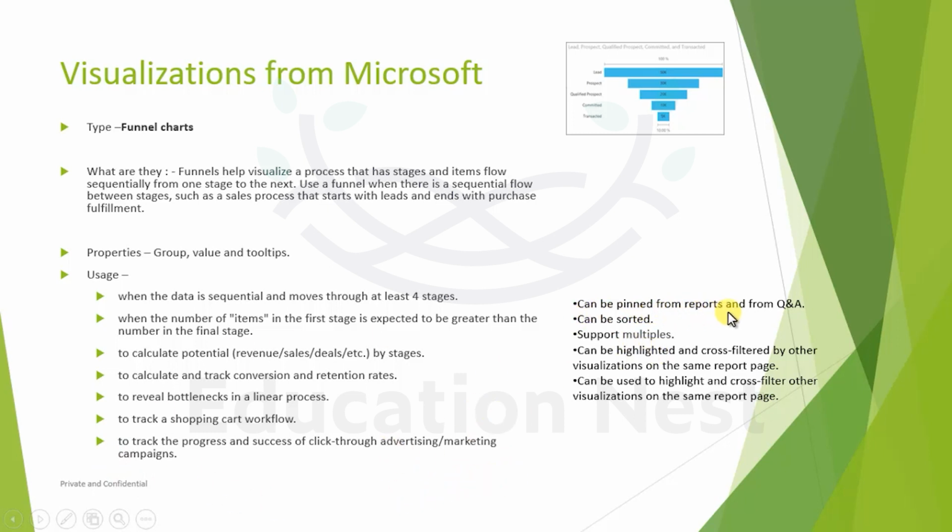It can be pinned from a report and from Q&A onto the dashboard. It can be sorted, supports multiple funnels, and can be highlighted and cross-filtered by other visualizations. This is true for almost most of the visualizations. It can be used to highlight and cross-filter other visualizations. What this means is if you select one particular item, the corresponding values can be shown in the rest of the charts on the screen. For this, there is no visualization as such, but we'll try to attempt one.